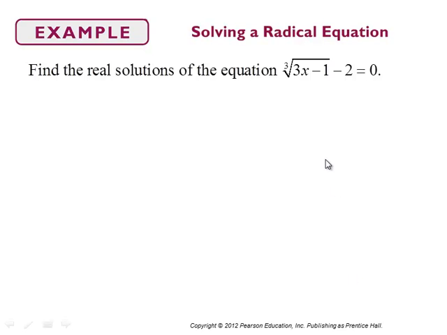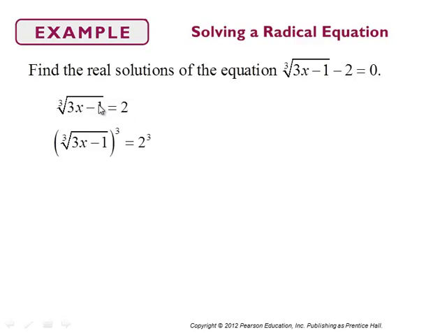A radical equation is an equation that involves, you guessed it, a radical, like, for example, this one right here. We'll look at some examples of how to do the solution process for an equation involving a radical. Now, if you have cube root of 3x minus 1 minus 2 equals 0, then what you're going to want to do is to get the radical to one side of the equation and everything else to the other side. In this case, we're going to add 2 to both sides.